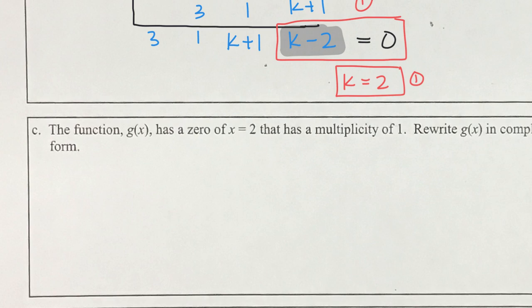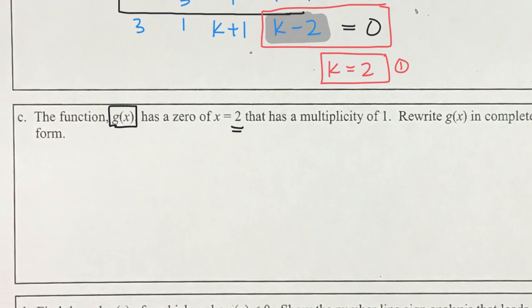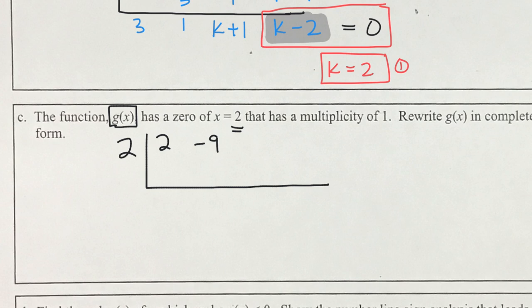Okay, now it says g has a 0 at 2 with a multiplicity of 1. So we are going to synthetically divide with positive 2 and see what the answer is. So we have a 2x cubed and a minus 9x squared and a plus 7x and a plus 6. So we should be expecting to get a 0 remainder, and that's exactly what we get. Okay? So you got 1 point for doing this and getting a remainder of 0.